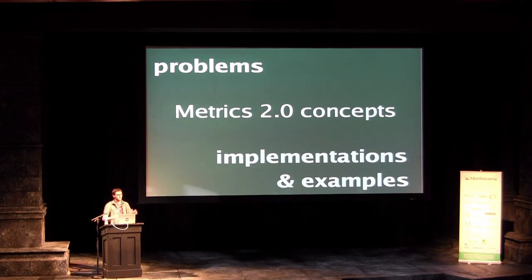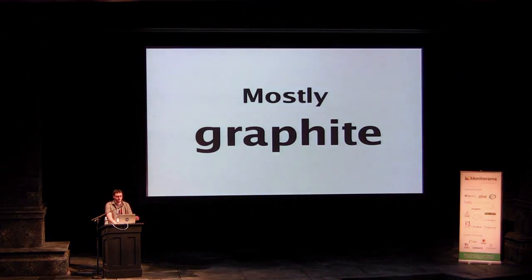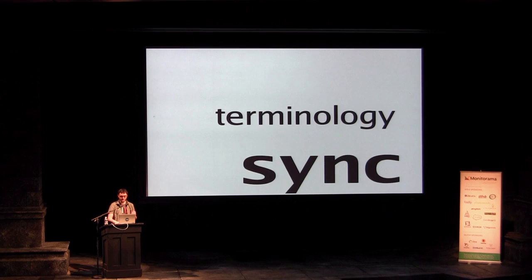I want to talk about some problems that I've seen with metrics, and then what Metrics 2.0 is and how it addresses those problems, and some implementations and examples. So I'm going to be talking mostly about stuff that applies to graphite, although I've tried to keep it as general as possible. So let's start with the terminology thing.